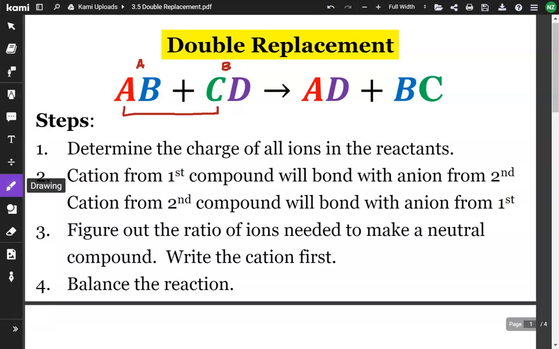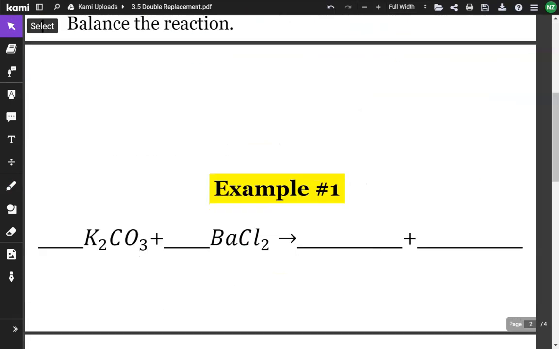So when we do this, we're basically just switching things around. Same rules apply. We want to make sure that the ratio of ions is what's needed to make the compound neutral. We always put the cation first, and then we balance the reaction. So let's look at an example.